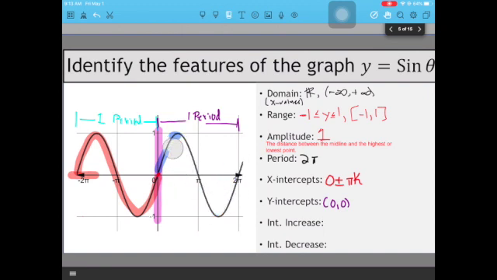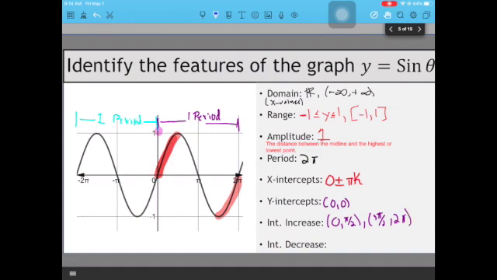All right, now we look at intervals of increase and decrease. An interval of increase would just be where is it increasing? So it's increasing from this point all the way to that point, 2 pi. Let's figure out what those values are. It's increasing from 0 all the way to about pi over 2. Then it increases from 3 pi over 2 all the way to 2 pi.